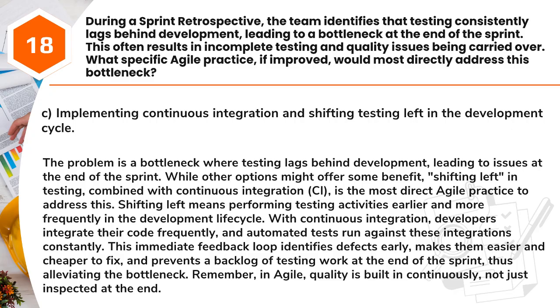This immediate feedback loop identifies defects early, makes them easier and cheaper to fix, and prevents a backlog of testing work at the end of the sprint, thus alleviating the bottleneck. Remember, in Agile, quality is built in continuously, not just inspected at the end.